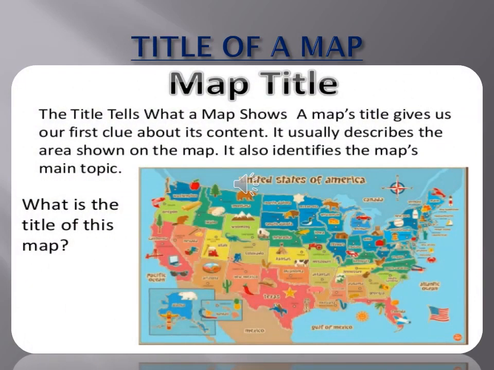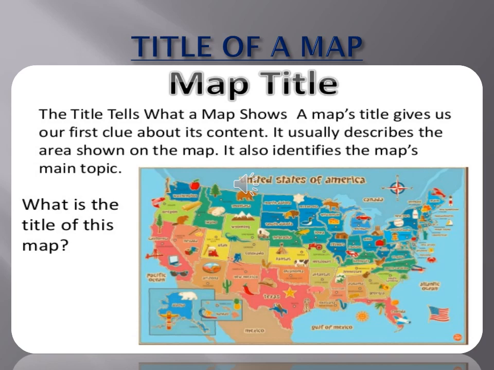I have given a picture for you here. From this picture you can see it is written United States of America. It is the title of the map, and on the right side of the title you can see a symbol showing four directions. It represents the four directions of a map: north, south, west, and east.